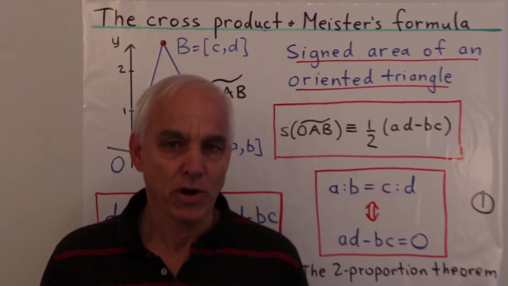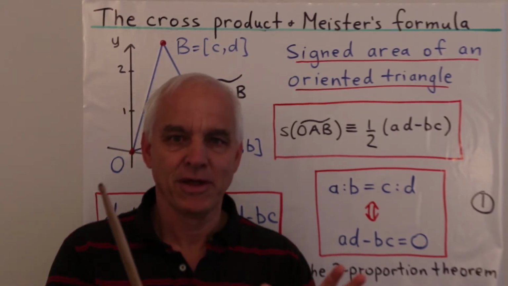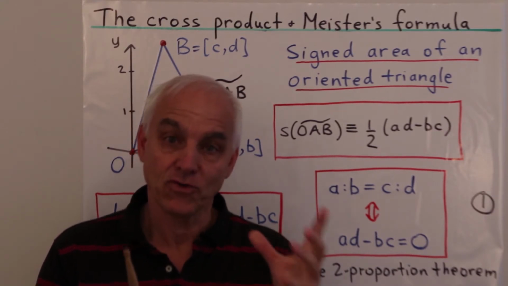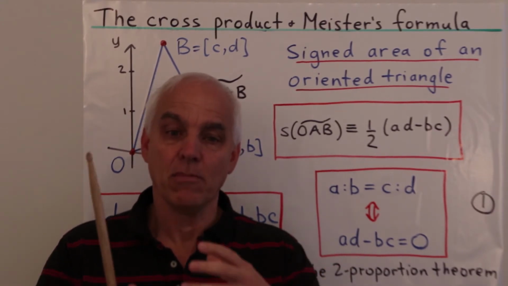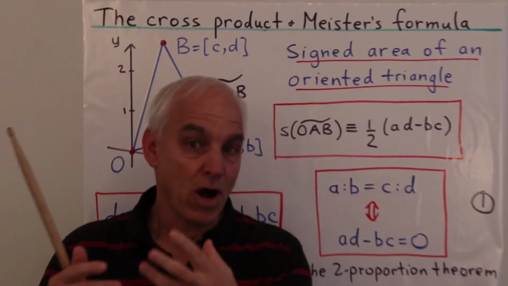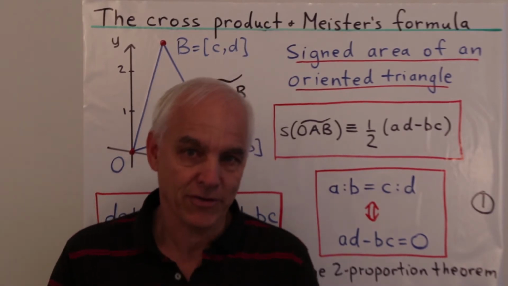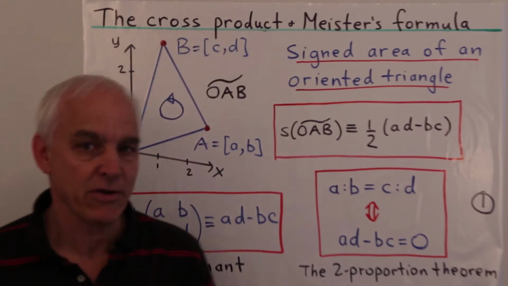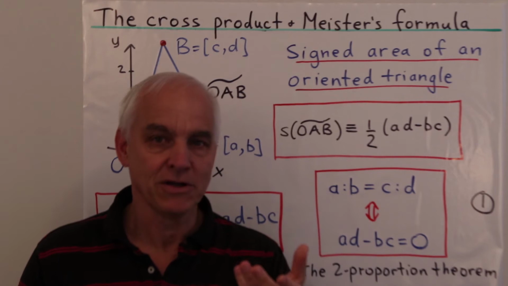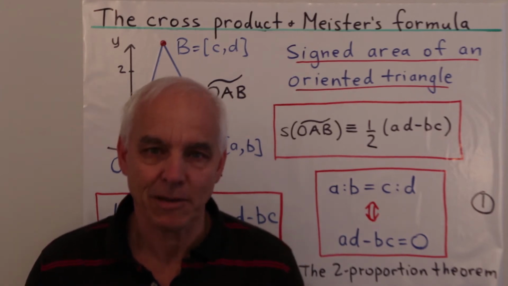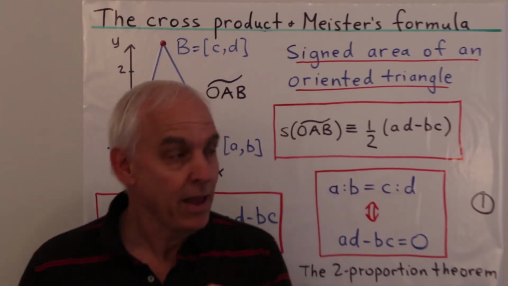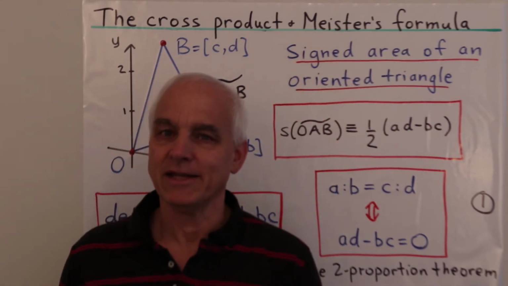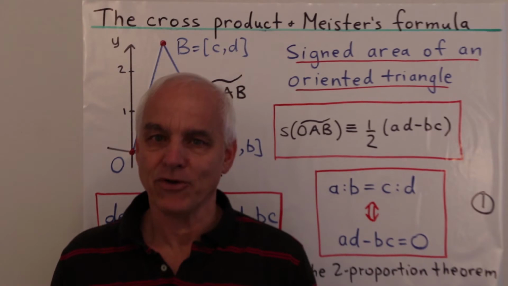In this lecture we're going to be looking in greater depth at the idea of signed area, first of triangles and then of more general quadrilaterals and n-gons. Along the way we're going to introduce an important notion from linear algebra, somewhat modified, called the cross product. That'll be a little bit novel actually. And we're also going to touch base with a classical formula from the 18th century, going back to Meister.